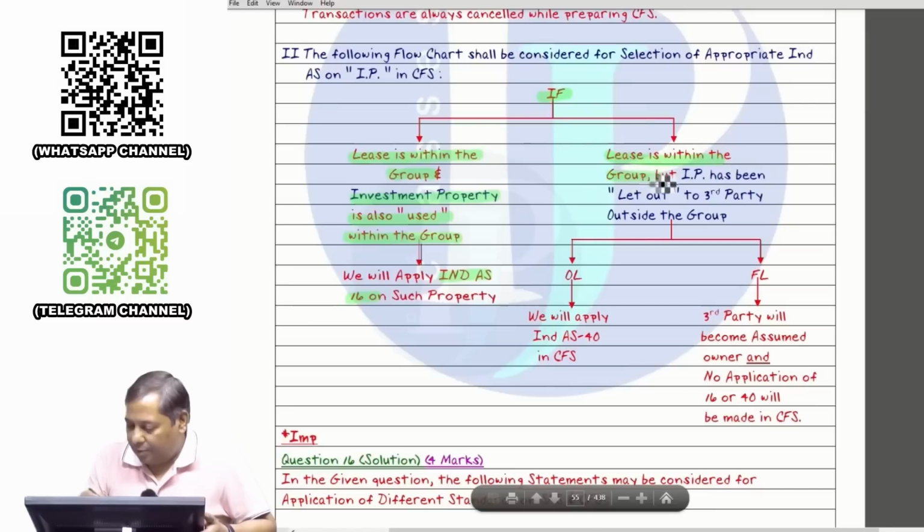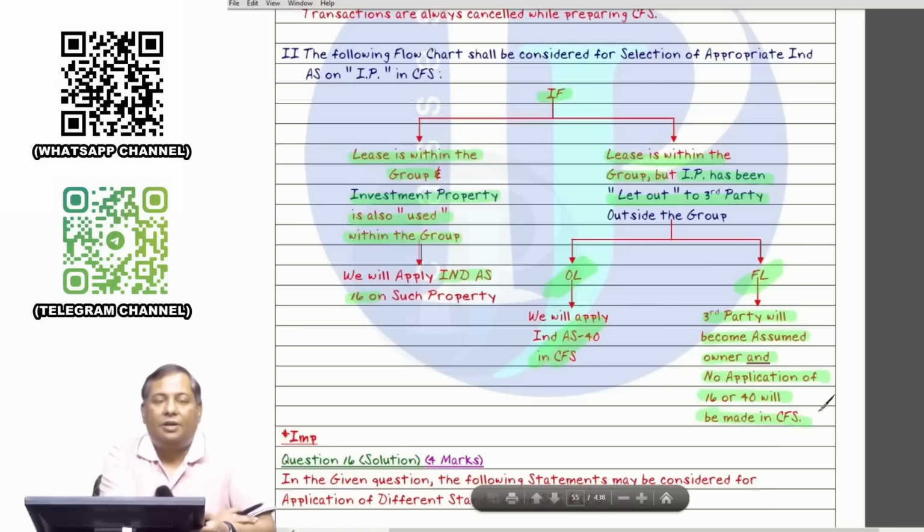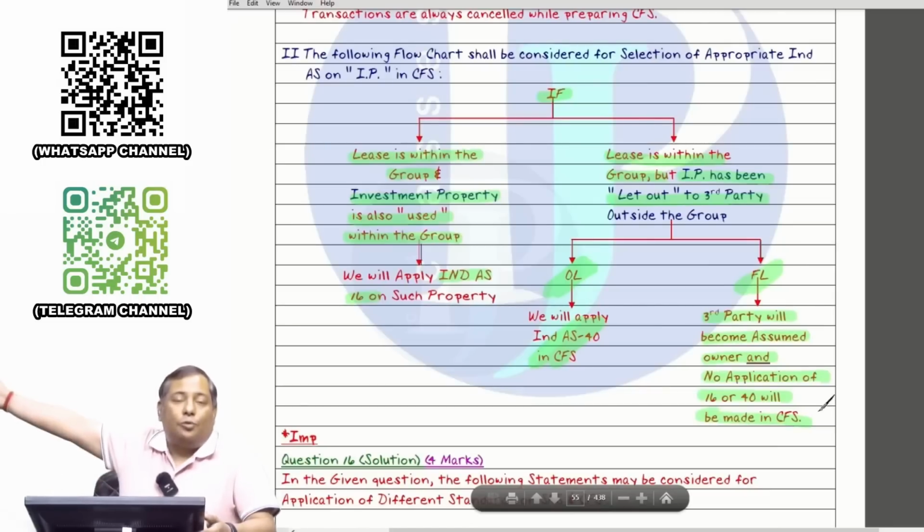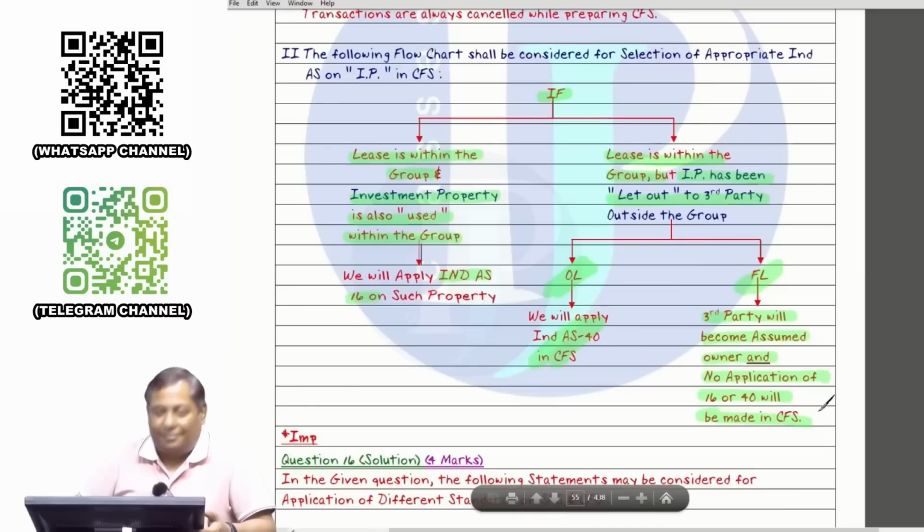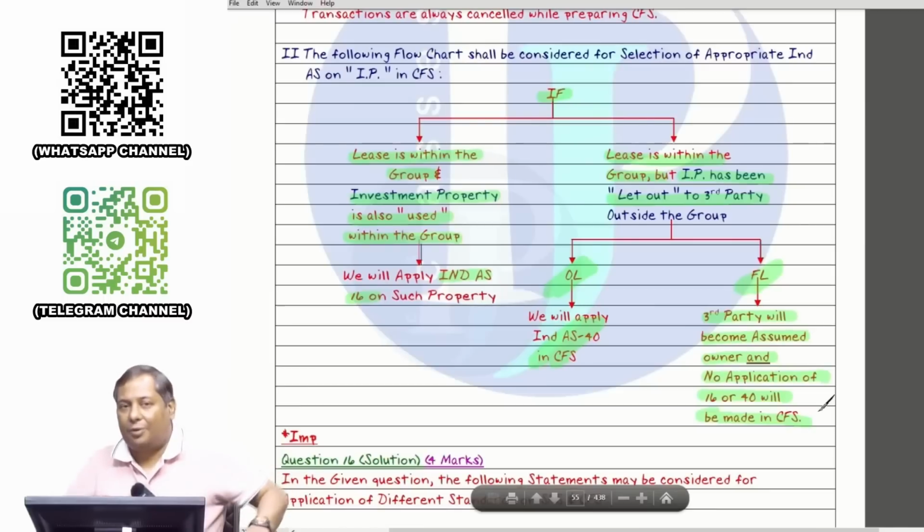If the lease is within the group, but we have let out the IP to a third party, then we will first ask which lease it is. If it is an operating lease, then it is a simple lease for renting, then we will apply 40. But if it's finance lease, then third party will become owner. So then nothing will be on group, neither 16 nor 40. Ask third party what they will do. If Ind AS is applied, he left the group. We'll see ultimate use of it and what's happening.